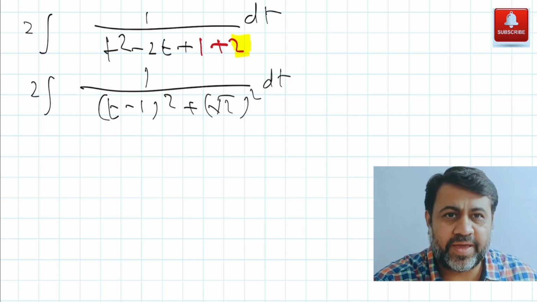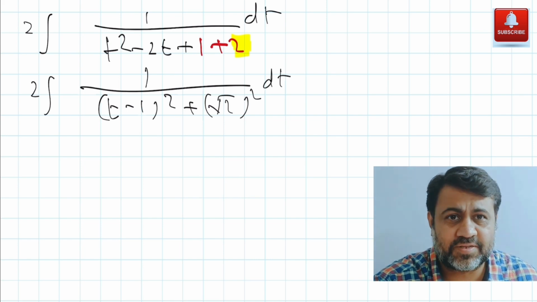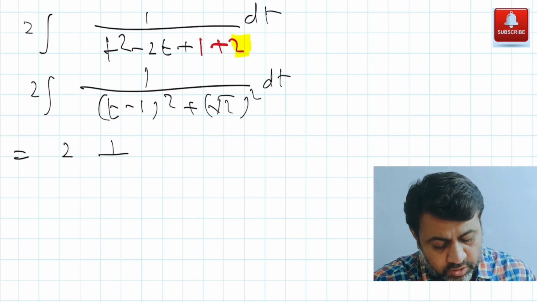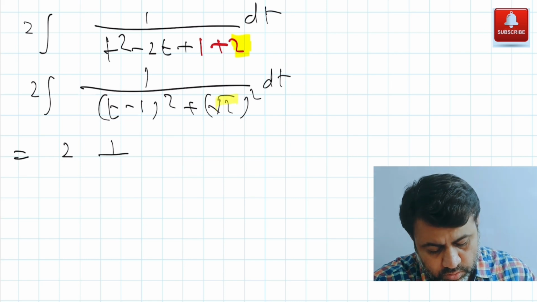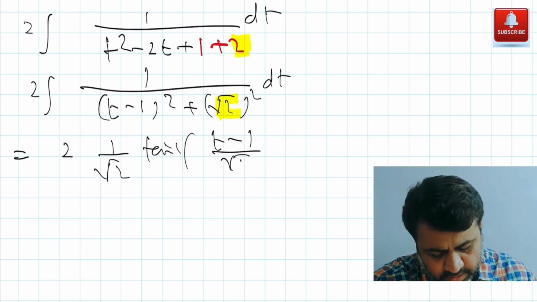Now this is 1 by x square plus a square, right? So the basic formula for 1 by x square plus a square is 1 by a tan inverse of x by a. So just apply the formula, we get 1 by a. A is the constant here, which is root 2. So we get 1 by root 2 tan inverse of t minus 1 by root 2 plus c.